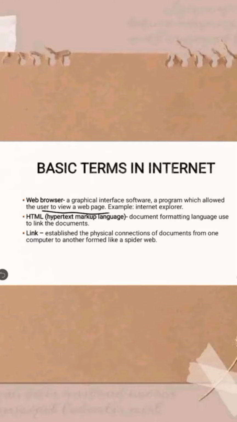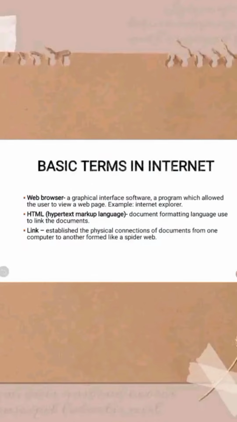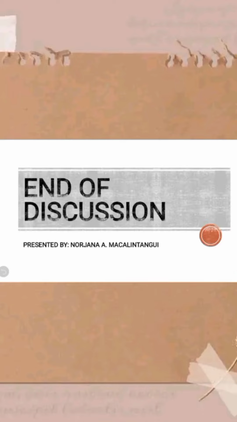Then HTML, this is what I was talking about earlier, or the Hypertext Markup Language. The Hypertext Markup Language is a document formatting language used to link the documents. So this is the role of the HTML, a document formatting language used to link the documents. And the last one is link. It establishes the physical connections of documents from one computer to another, forming like a spider web. So as you can see, pag yung may mga HTTPS, mga ganon, then we can just tap it or click it so that we can directly go to the website. So that is link. And that ends the discussion.